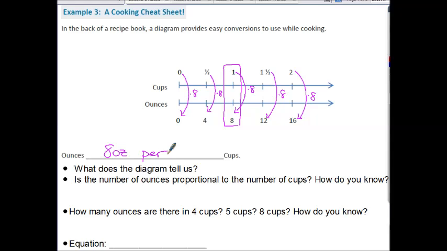Now notice that every single time what I'm saying to you is you're going to multiply the number of cups, which is our input, so let's call that X, by 8 to get our output of ounces Y. So the equation that we can use to represent this is Y equals 8 times X. So it's saying to multiply the number of cups by 8 to get the number of ounces Y.